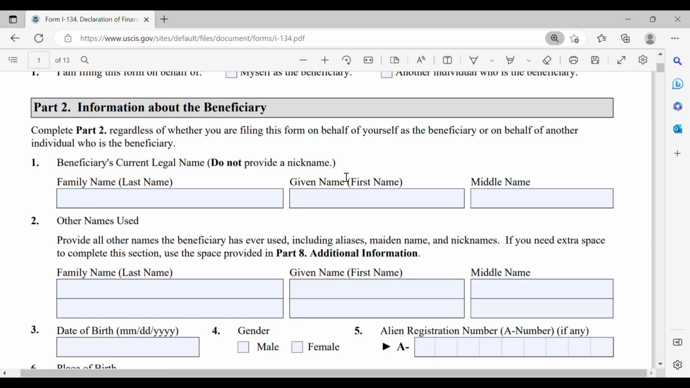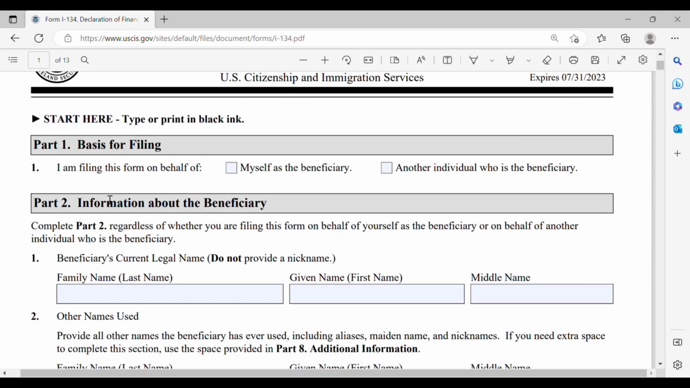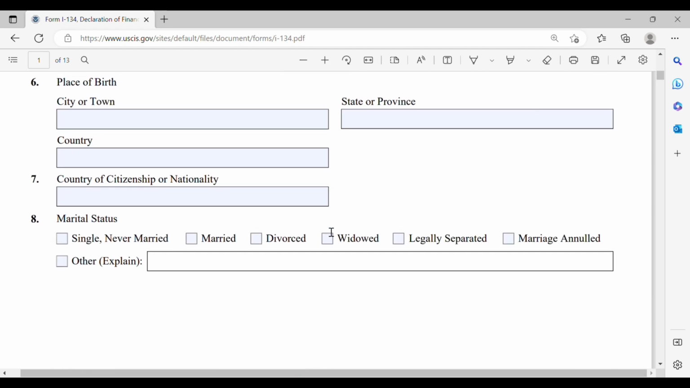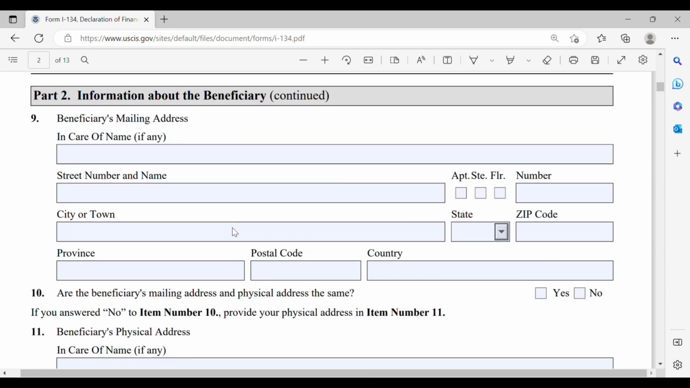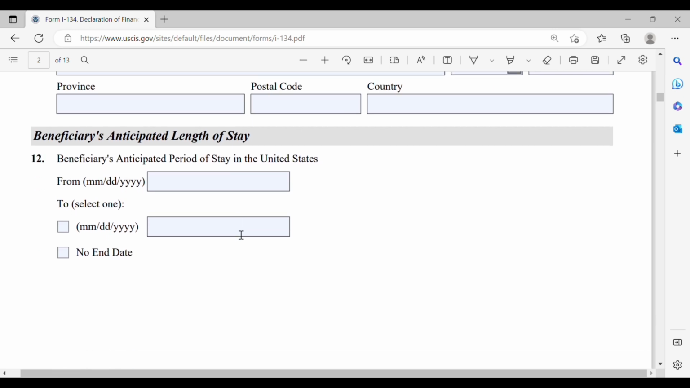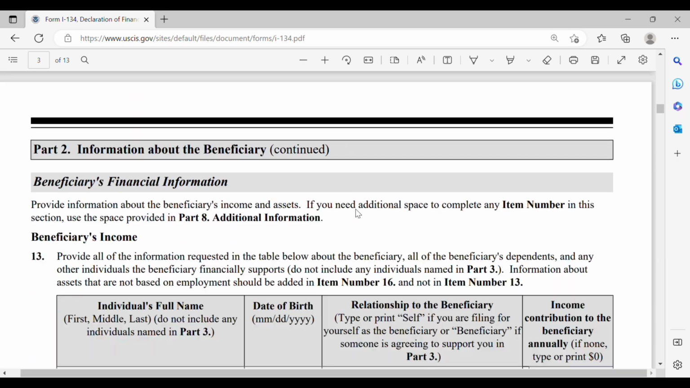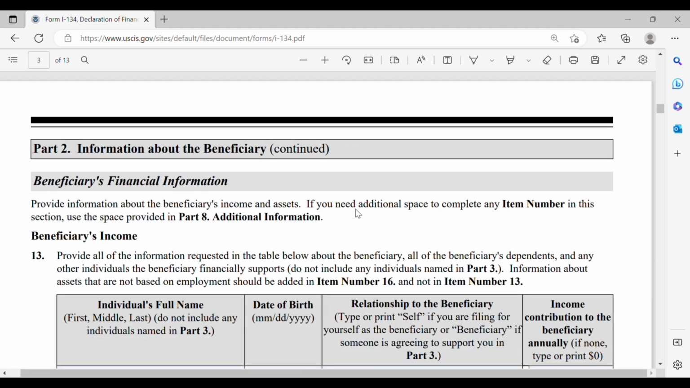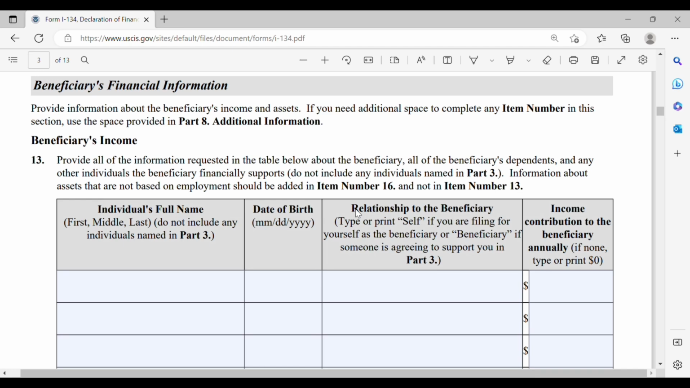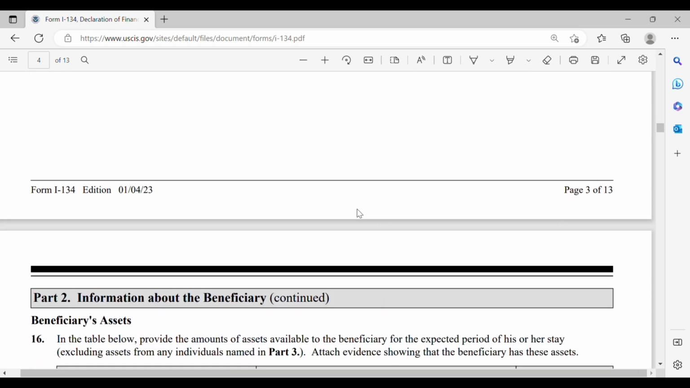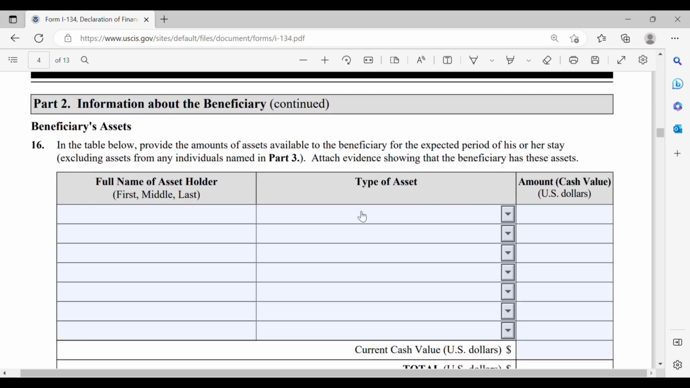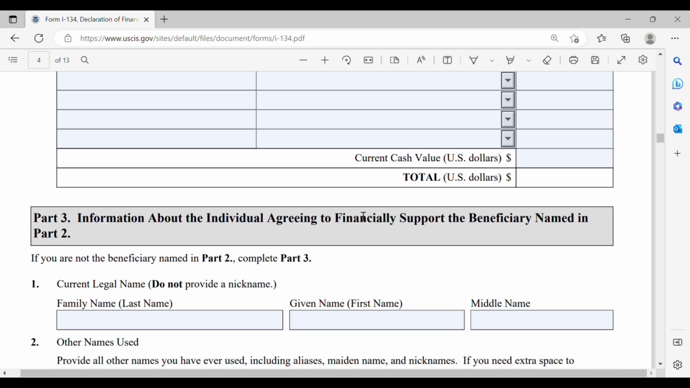For the Declaration of Financial Support, you can find this form at the USCIS website. Part 1, basis for filing. Part 2, information about the beneficiary, such as full name, address, birth date, birthplace, country of citizenship, and other information such as the beneficiary's anticipated length of stay in the United States. Also, the sponsor's financial information must be included, such as relationship to the beneficiary and income. All other questions must also be answered.